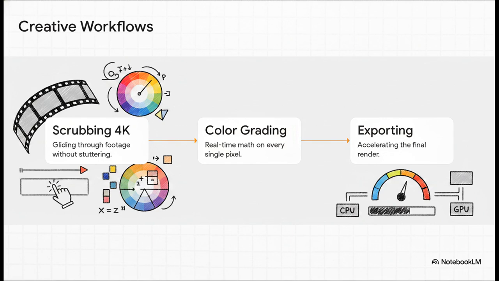Second step is color grading. Adjusting those color wheels and curves involves doing complex math on literally every single pixel of every frame. A GPU handles this instantly, giving you a real-time preview output. And the third step, accelerating that final export. By sharing the heavy lifting between the CPU and GPU, a render that used to take you half an hour can now be finished in just a fraction of that time.